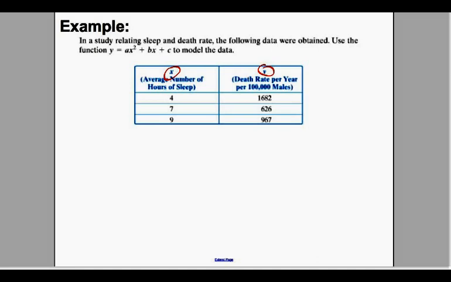So we're trying to write a rule to model this data. We're going to plug in our points, x and y, and make 3 equations with a, b, and c being our unknowns. We don't know the equation a, b, c, just like in "Will it hit the hoop." So we're going to plug in x and y.